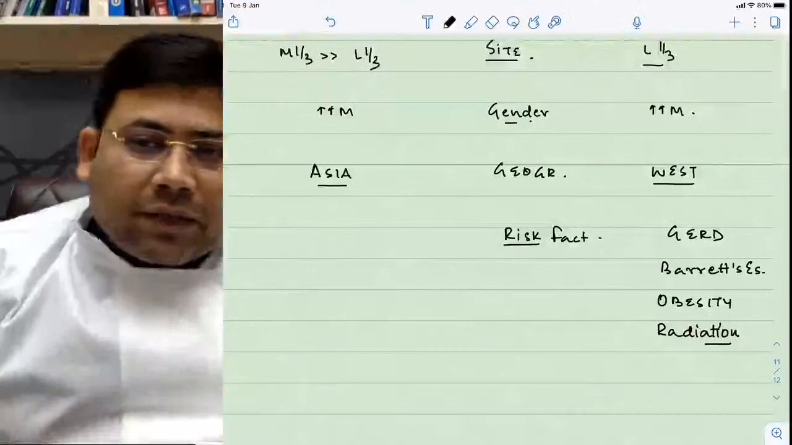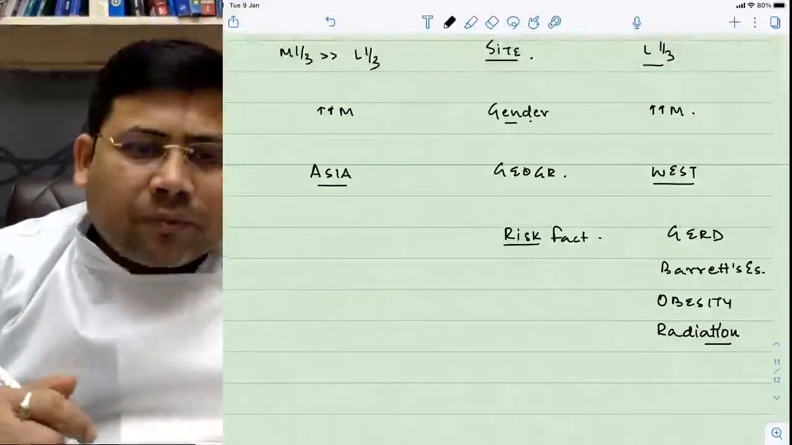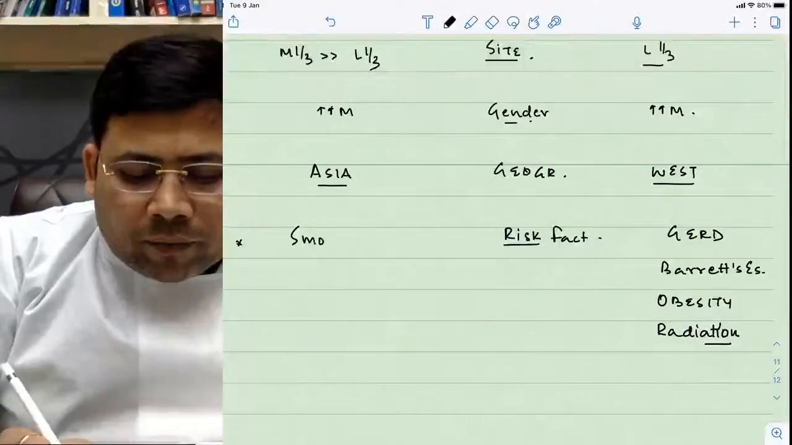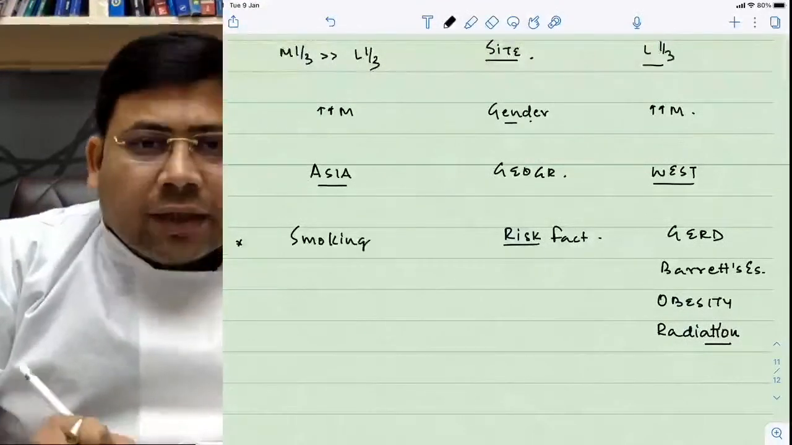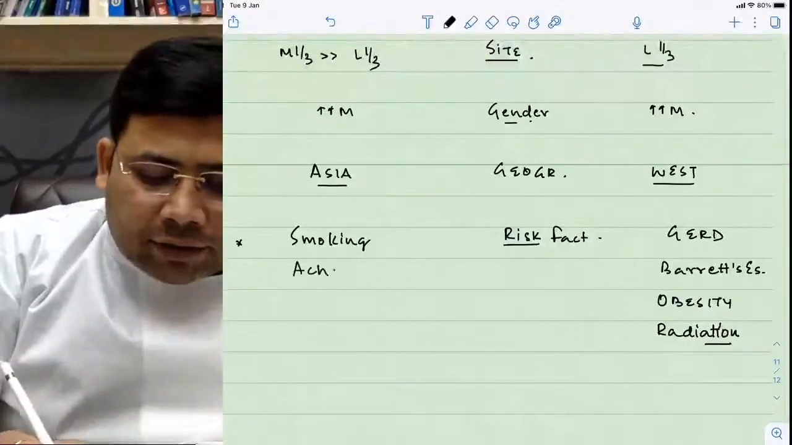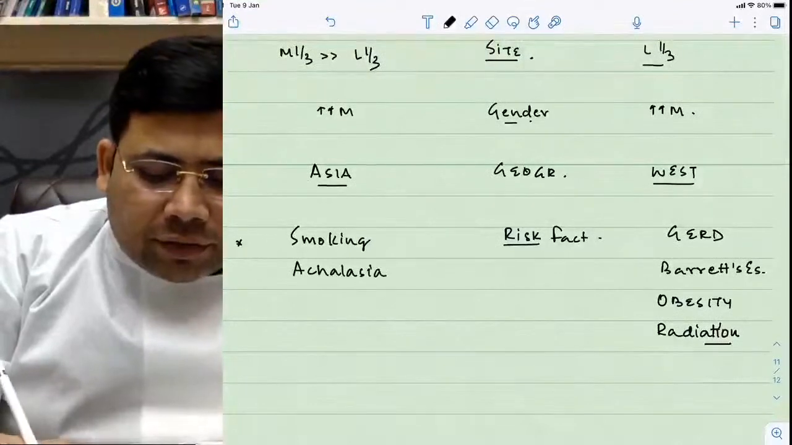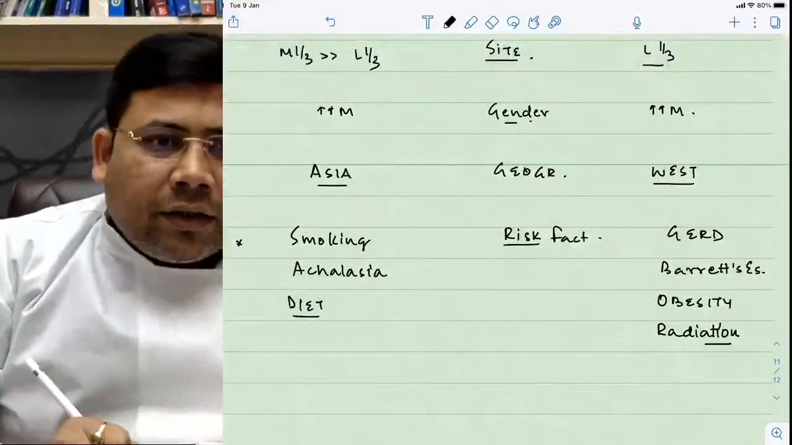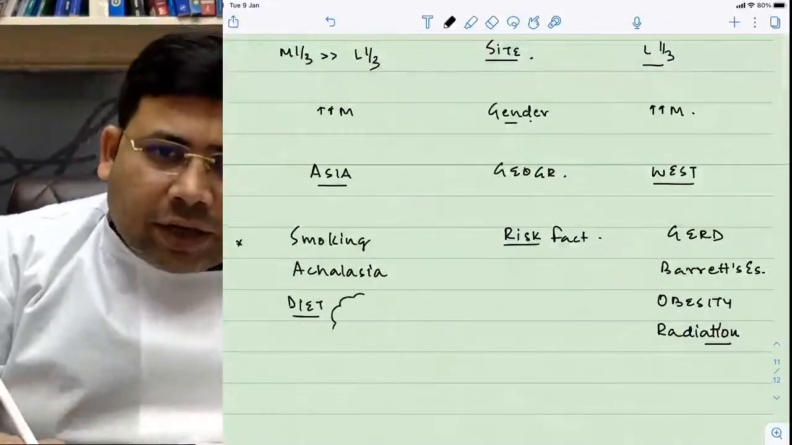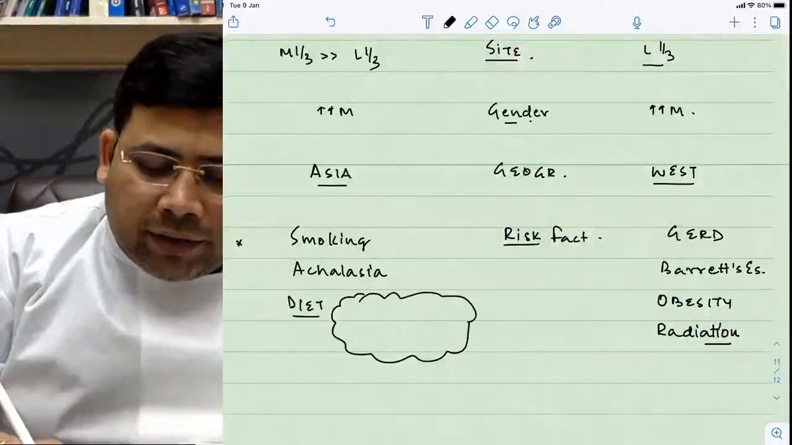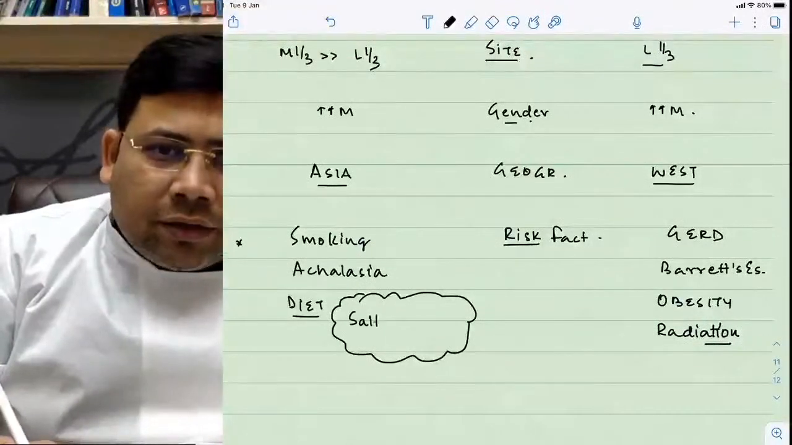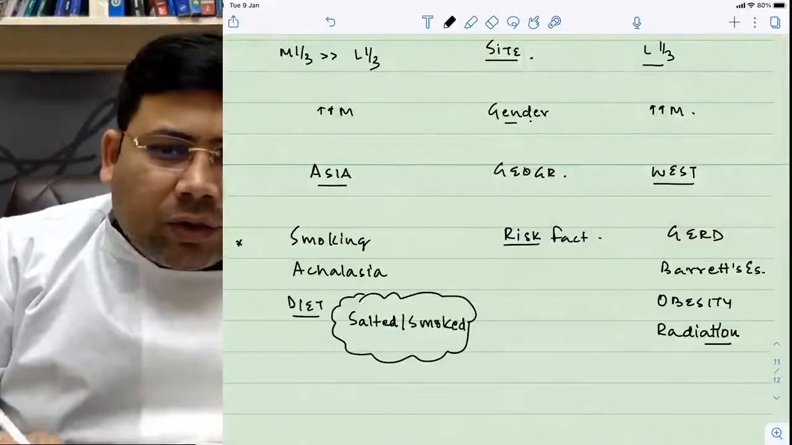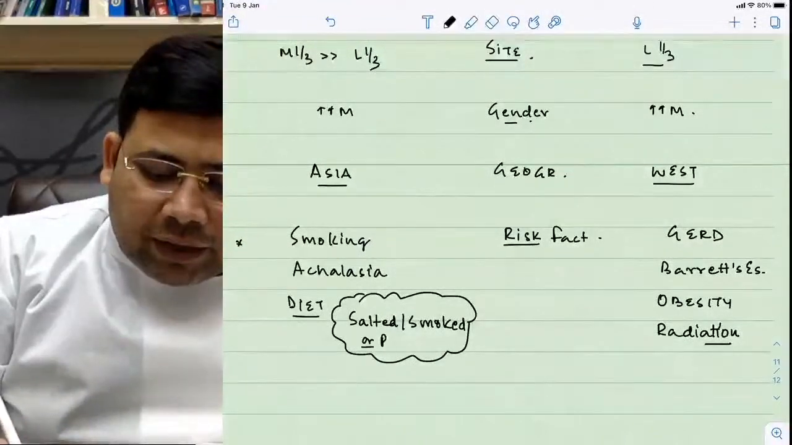What are the risk factors for squamous? Can you tell me few? Smoking, yes. Achalasia. Yes, diet. Now, what kind of diet, students? This is again very important. A diet which is salted, which is smoked, or you can say pickled.